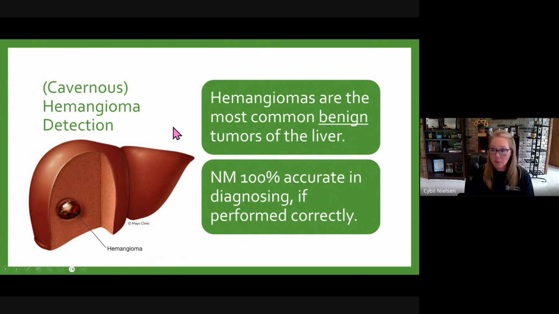All right, hemangioma is another study that we can do, not very often. This is also with labeled red blood cells. Hemangioma is a benign tumor of the liver, but it's very vascular.